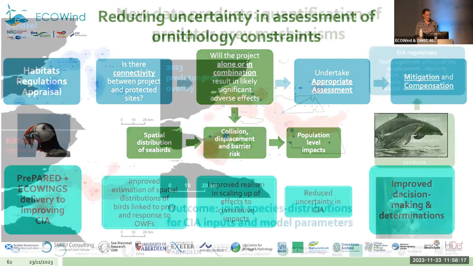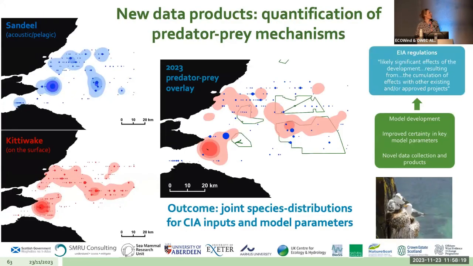So my final slide is just to show you some of the very recent data that's come out just this year. This was collected by Marine Scotland Science. So essentially, it's simultaneous data collection of sand eels and kittiwakes that can be overlaid on top of each other and interrogated to really understand why these different species of seabirds are in the places that they are, how they are responding to prey, and how that is affected by wind farms. And that's my last slide.